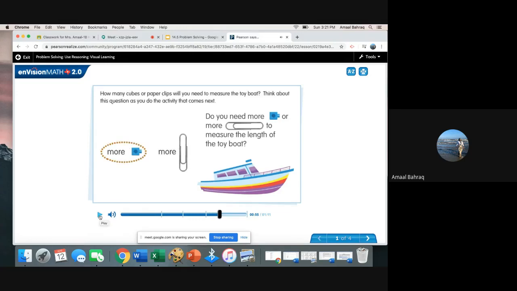So notice, if an object is shorter, that means that you're going to need more of it to measure a boat. Now, the paper clip is larger, so you're going to need less of it to measure the boat. How many cubes or paper clips will you need to measure the toy boat? Think about this question as you do the activity that comes next.